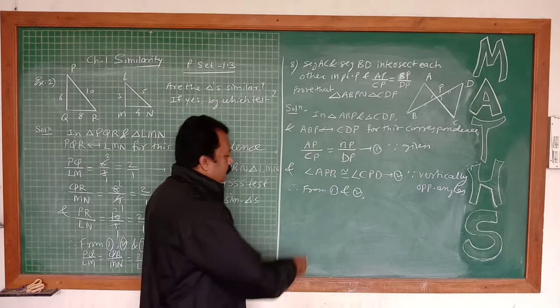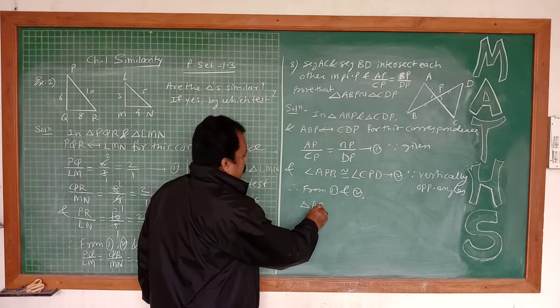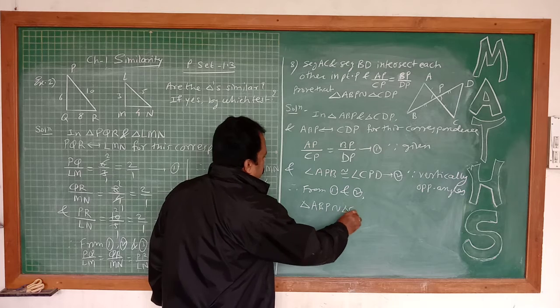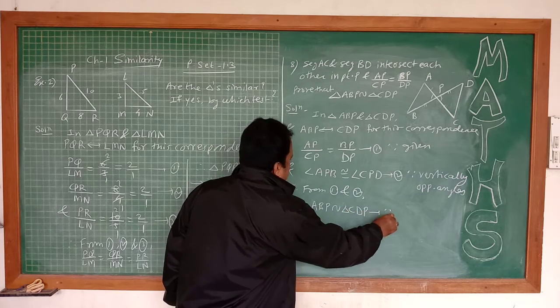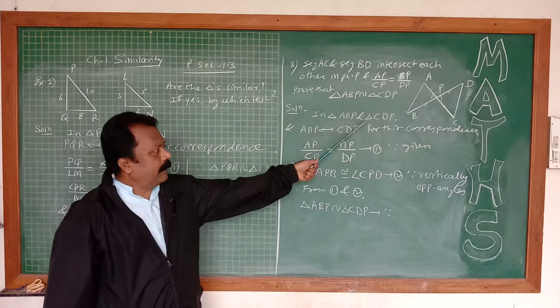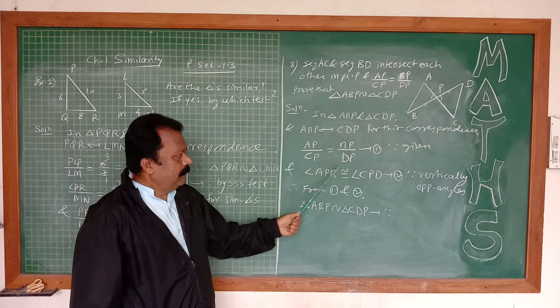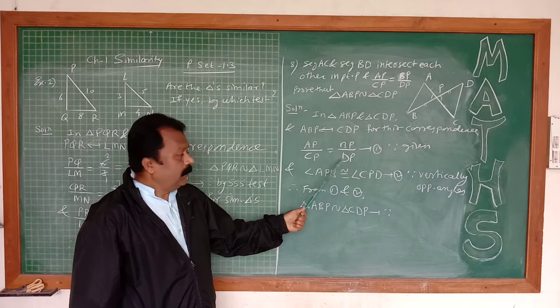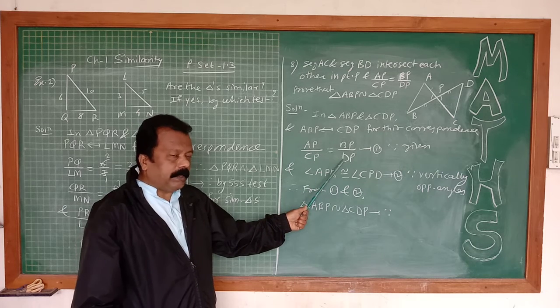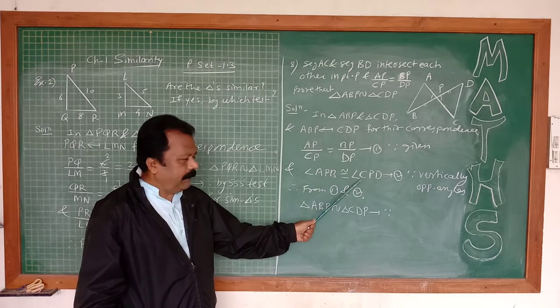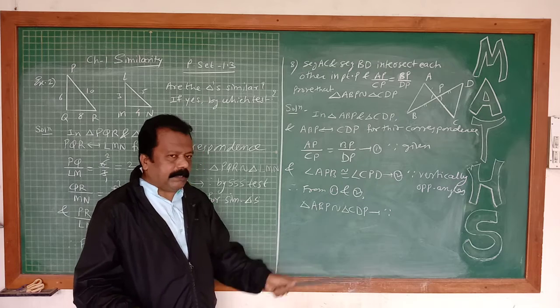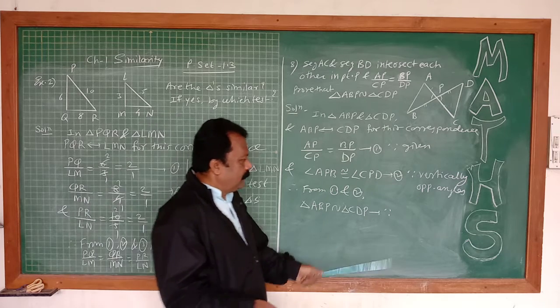Same name. These two triangles ABP and CDP given, they are similar to each other because why? Corresponding pairs of sides of two triangles are in proportion and the included angle is congruent. Therefore, by SAS test these two triangles are similar.